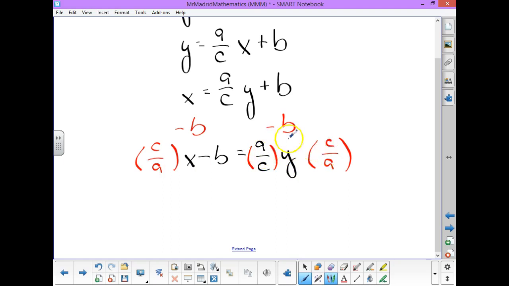So now this is going to cancel because a times c divided by c times a is 1. And here be careful, you're multiplying this times the whole side. So now you have c over a times (x minus b) equals y.